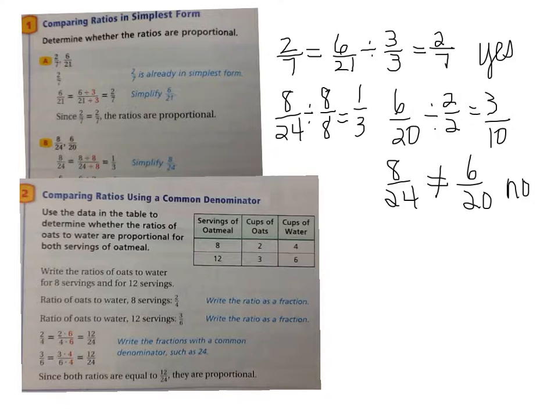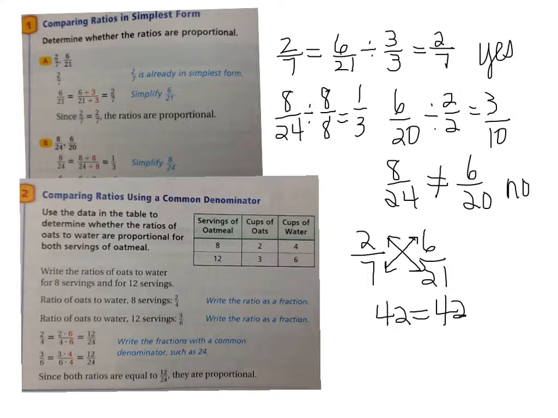There's another way we can do it, which is cross multiplication. For example, if we had 2 to 7 and 6 to 21, if two ratios are proportional, their cross products, these two numbers across from each other multiplied together, should equal the same product as these two multiplied together. So what is 2 times 21? 42, right? What is 7 times 6? 42. Are these proportional? Yes, because the cross products equal the same number, 42.